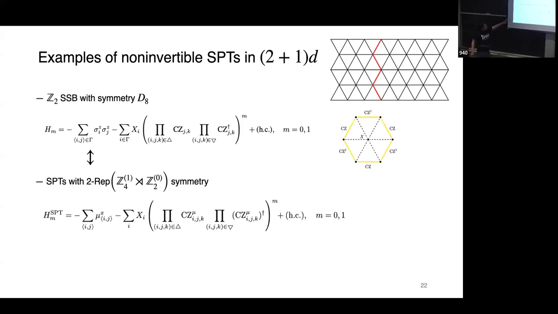So I will not give you the details, but we also check that at the interface, for example, we put M equals 0 and 1 on the left and the right side of the lattice, and there's a red line, which is the interface. We show that the interface cannot be trivially gapped, meaning that there are some anomalous edge modes. And here in the higher dimensions, the difficulty is first you need to construct some Z2 SSB in the higher dimensions. If we know the constructions, we can get the non-invertible SPTs accordingly.